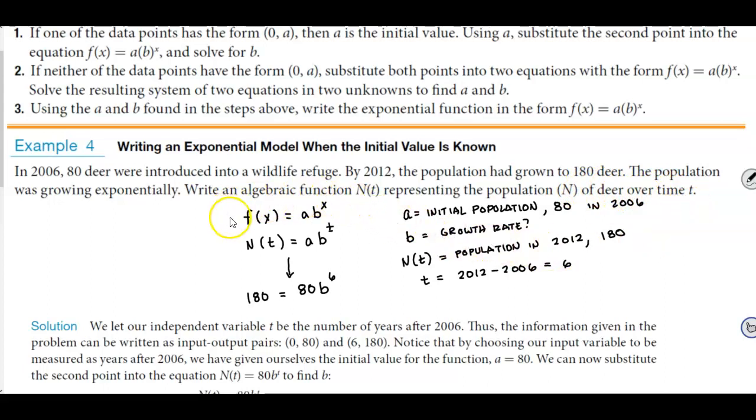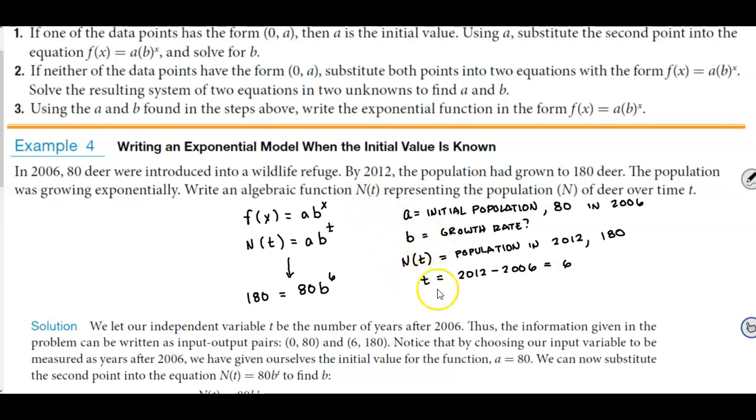Again, you look at the first equation, that is our first model of an exponential function. In our second equation, we're just replacing the variable for n and the variable for t. So it's going to be n of t, which is equal to a b to the t power. We know what the initial population was, which is 80. We know the population in 2012 is 180. But in this question, they don't give us the growth rate. It hadn't told us that. So b is what we're going to be looking for.